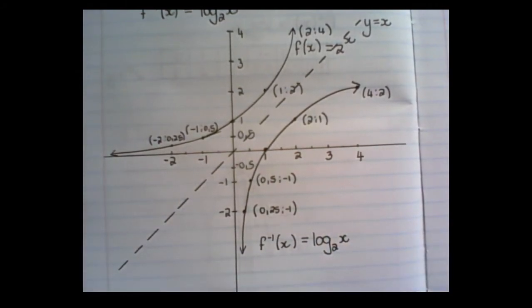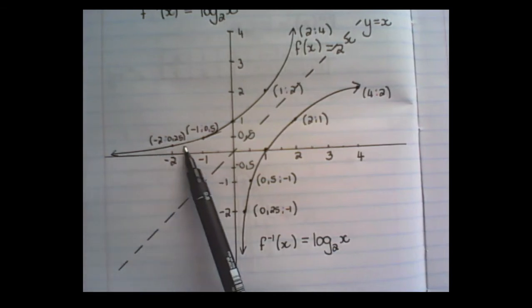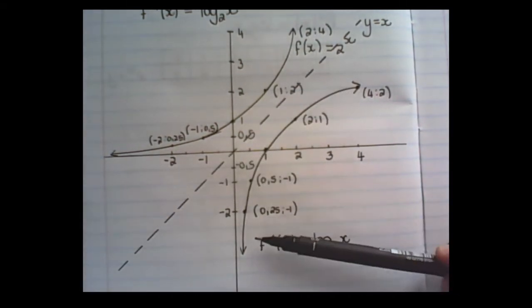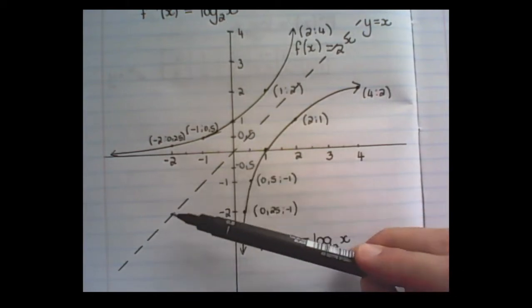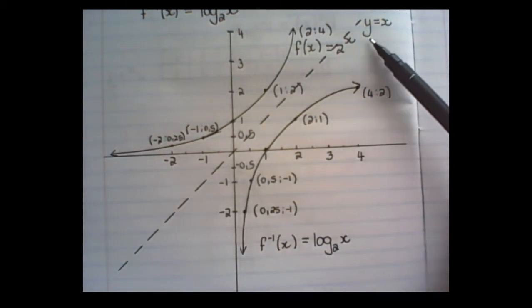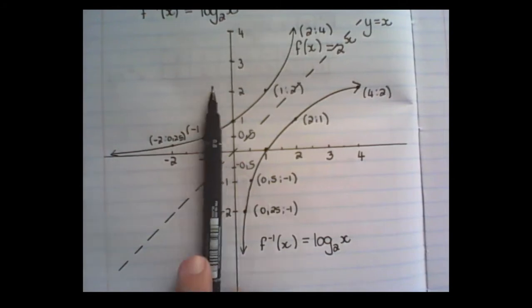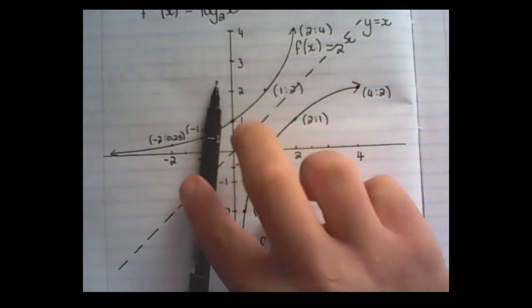So there we have it. The first graph is the exponential function f(x), and the second graph is its reflection over the y = x line. And this is the graph of the inverse of f(x), which is the log base 2 of x graph. Notice that this log graph is only on the right of the y-axis.